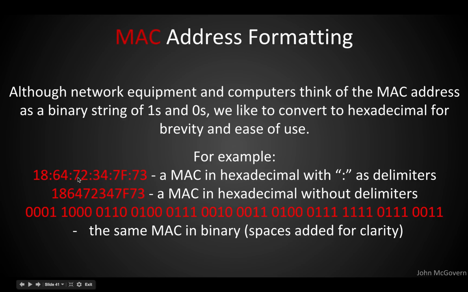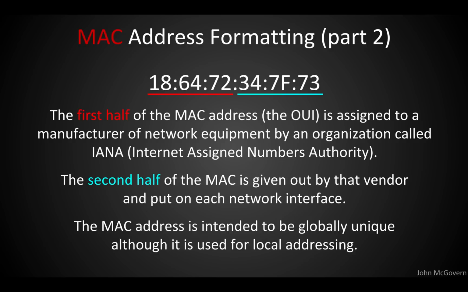Here's just some formatting stuff here. Here's the MAC address with colon delimiters. Here's the MAC address without any delimiters. Sometimes you see this different ways. Sometimes you see a period every 4 characters there. And then again, here's the MAC address with just a string of 1s and 0s. So this is what the computer or the router or the switch sees. Without any of the spaces, just a string of 1s and 0s encoded over light for fiber optics or electrical signals.